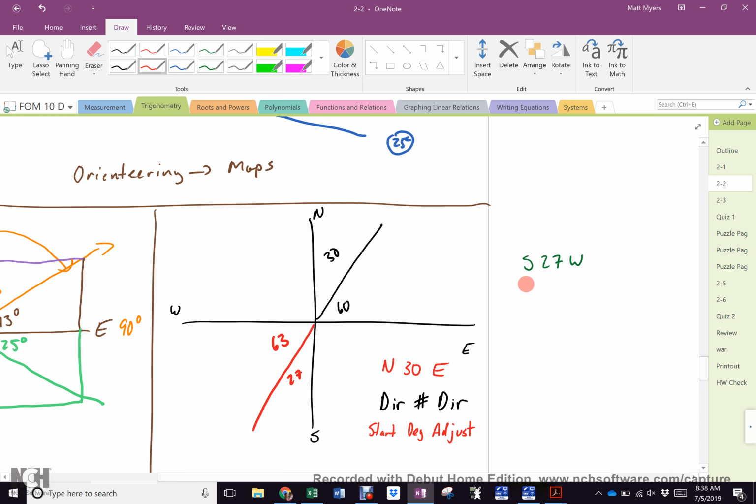So if I said west 10 north, you would know where to put it? It would be right here. That'd be 10, that'd be 80. Are we all good with directions?